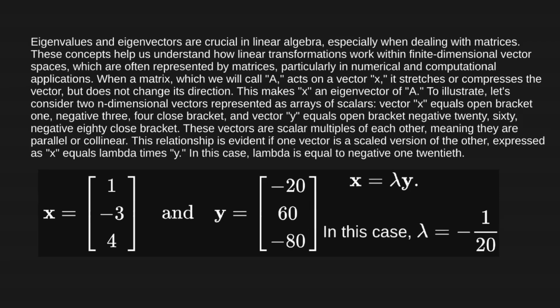To illustrate, let's consider two n-dimensional vectors represented as arrays of scalars. Vector x equals [1, -3, 4], and vector y equals [-20, 60, -80]. These vectors are scalar multiples of each other, meaning they are parallel or collinear. This relationship is evident if one vector is a scaled version of the other, expressed as x equals lambda times y. In this case, lambda is equal to -1/20.